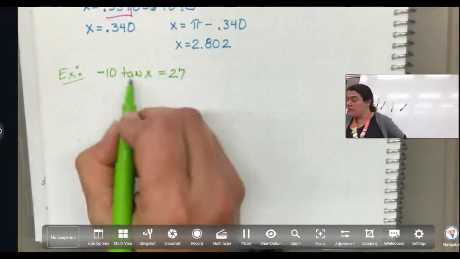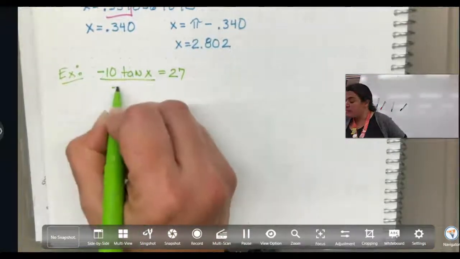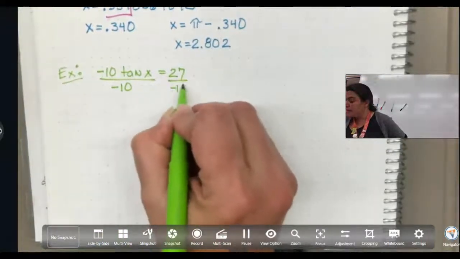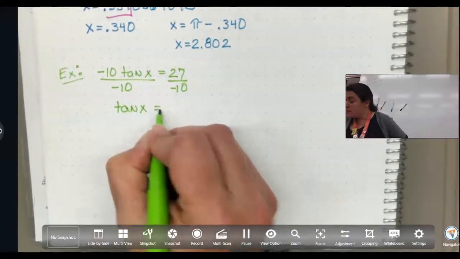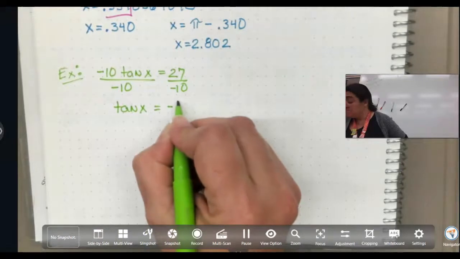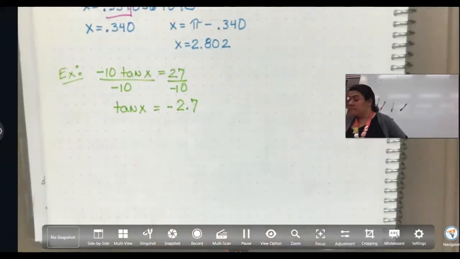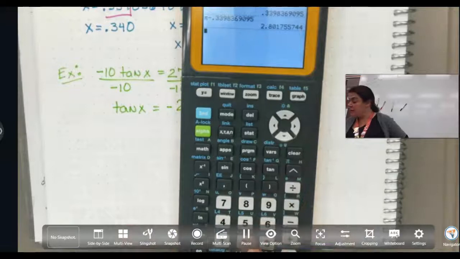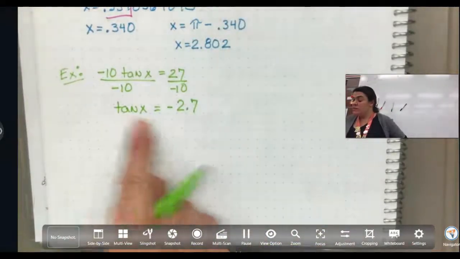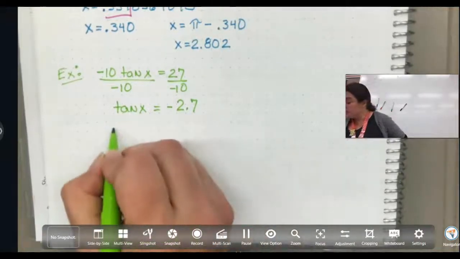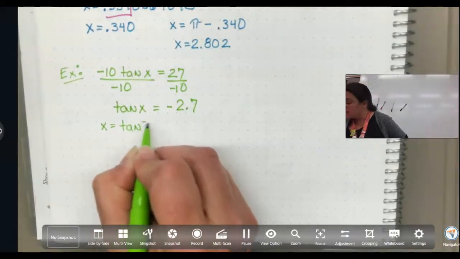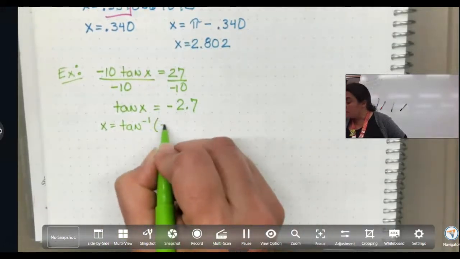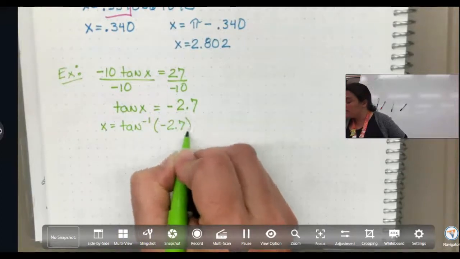Well, what would I do here? To get tangent all by itself, I'm going to divide by -10. So I get tangent x equals -2.7. I'm pretty sure that's right. If I divide 27 divided by 10, yeah, I get 2.7. So now, tangent x equals -2.7. I am going to change that to my alternate form. X equals inverse tangent of -2.7.